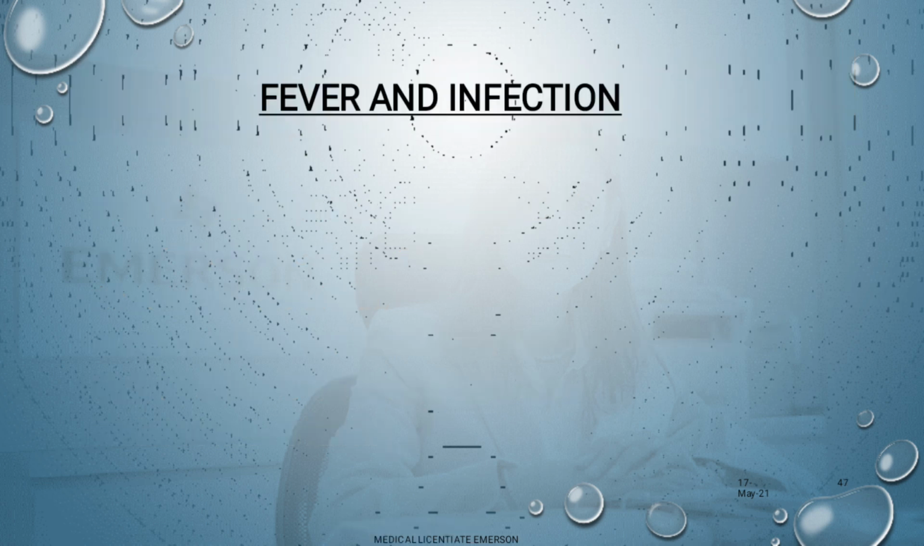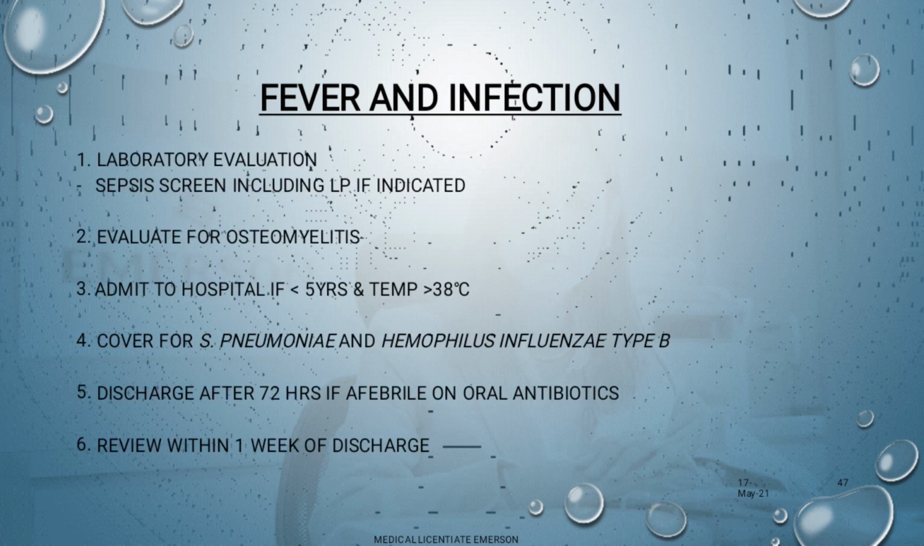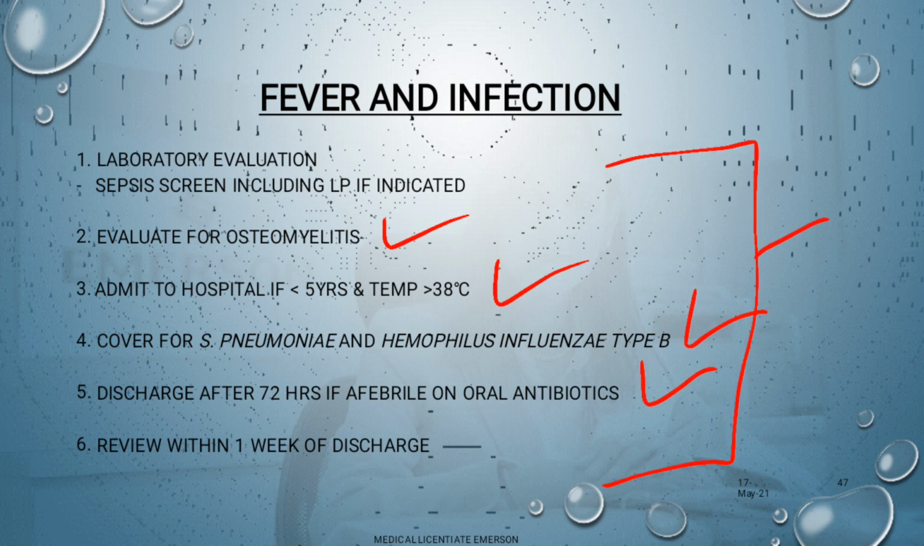Then in terms of fever and infection, laboratory evaluation, sepsis screening, including lumbar puncture if indicated. Then you can evaluate for stomatitis, admit to hospital if less than 5 years, and the temperature is more than 38 degrees. You have to cover for Streptococcus pneumoniae and Haemophilus influenzae type B. Then you have to discharge after 72 hours if you're afebrile on oral antibiotics. Then review within 1 week of discharge, but again you have to follow your hospital guidelines.